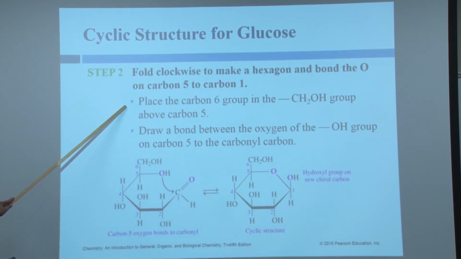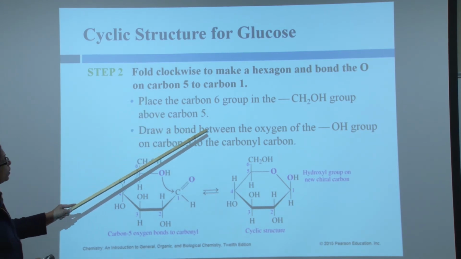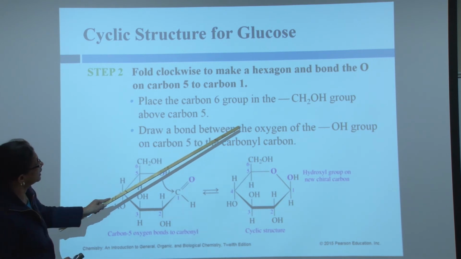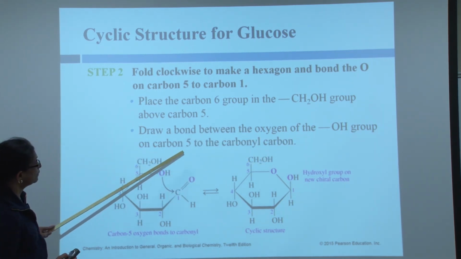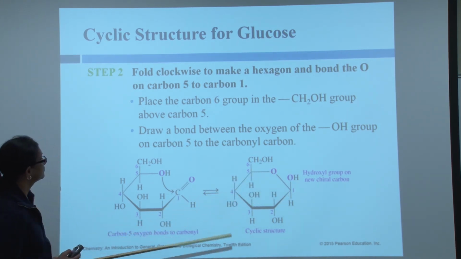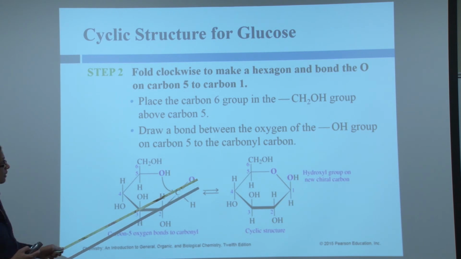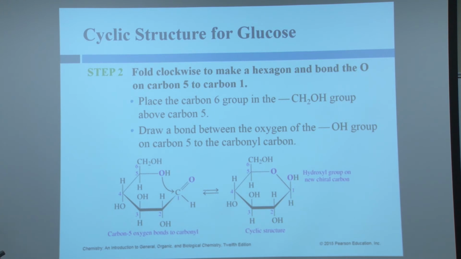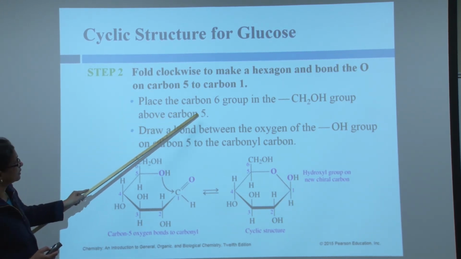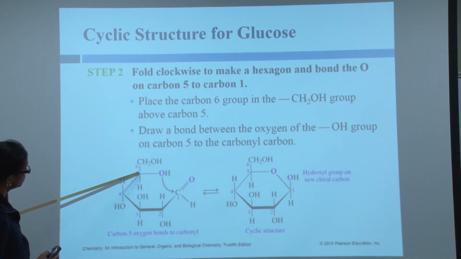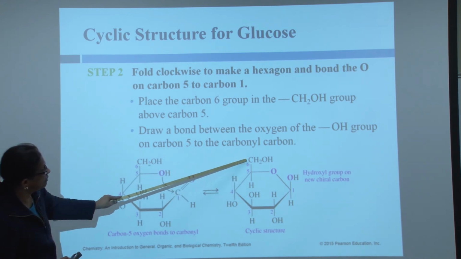Place the carbon 6 group, the CH2OH group, above carbon 5. Draw a bond between the oxygen of the OH group on carbon 5 and the carbonyl. So oxygen to carbonyl, draw a bond. And the hydrogen from here connects to the oxygen here. So this is step 2. Place the carbon 6 group, the CH2OH group, above carbon 5. So this is how your CH2OH has lined up above carbon 5.